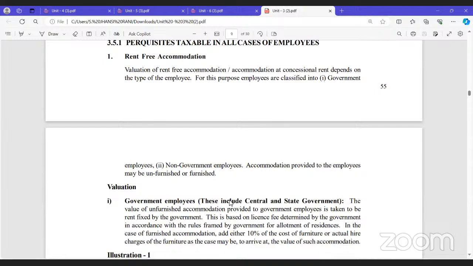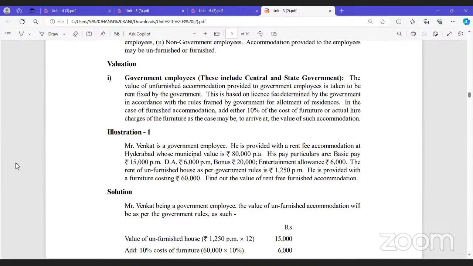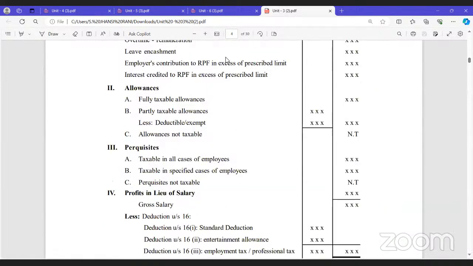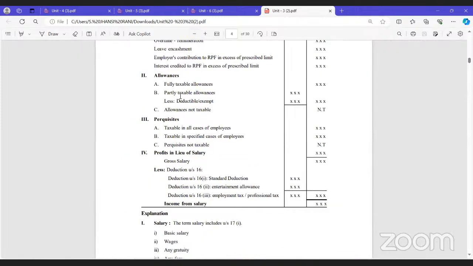Next, perquisites, rent-free accommodation. I think we have discussed this earlier very clearly. Do you have any doubts with regard to this? Otherwise I'll move ahead. Should I explain or no? Explain, ma'am. Yes, please tell me. Okay. The format is very, very important.